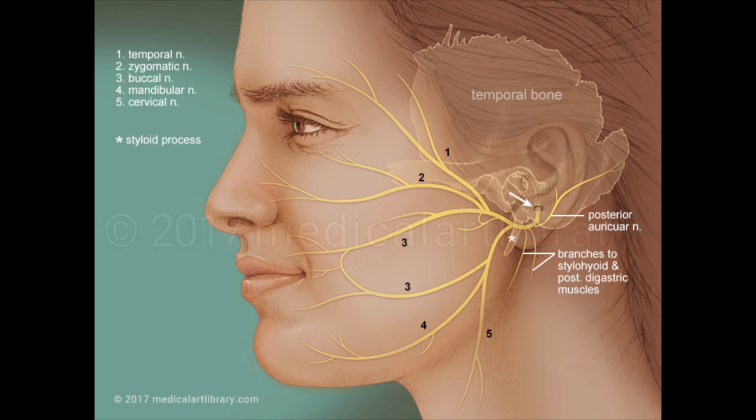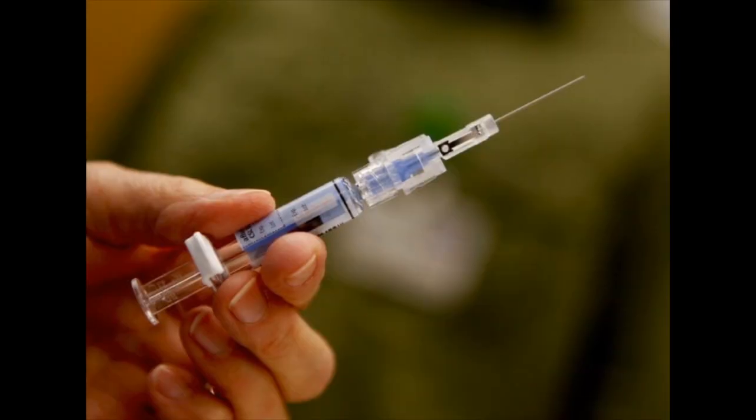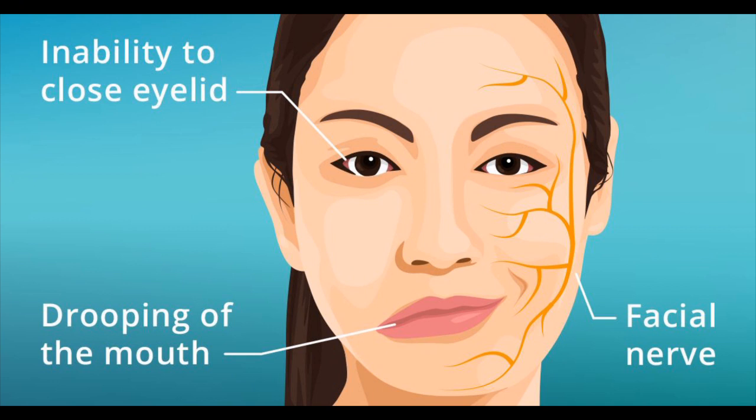Now, we've talked about the course of the facial nerve, and now we will move on towards the clinical aspects that are related to the facial nerve. In clinical practice, we have to give local anesthetic for a variety of procedures. And if the local anesthetic is deposited in the wrong place, and the wrong place is the parotid gland, the local anesthetic will make the facial nerve numb, and this will cause Bell's palsy.